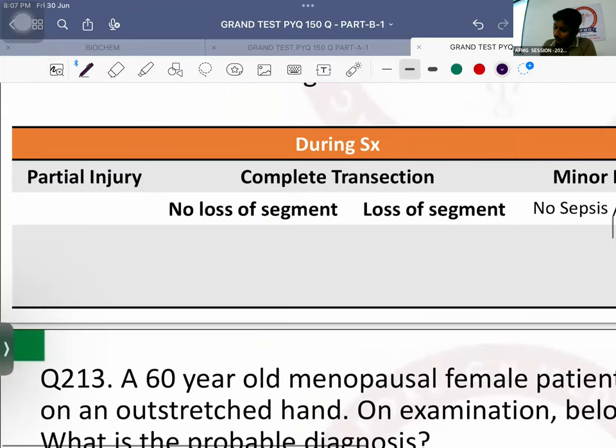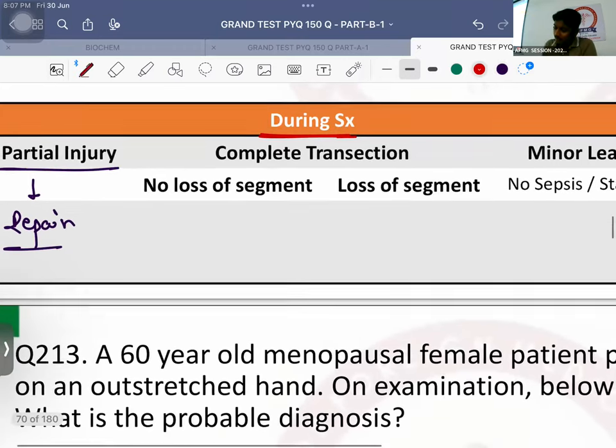So now, first of all, if I talk about during surgery, if there is any bile duct injury, ye main padha chuka baar baar. Now, partial injury, kya karoge? If there is a bile duct injury during the surgery itself, agar tumhe pata lag jata hai, and it is a partial injury to the bile duct, kya karoge? Repair immediately. Partial injury hai na, bas suture maarna hai, kuch nahi.